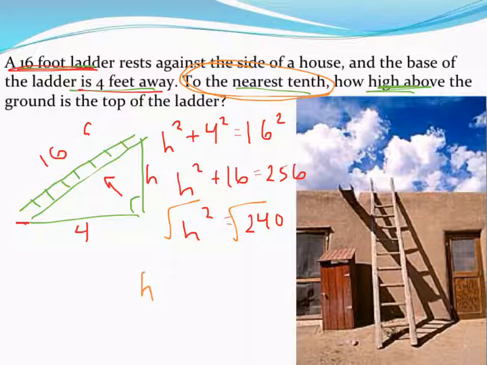So I'll use a calculator to get the square root of 240, and that comes out to be about 15.5 if I round to the nearest tenth, one decimal place. And remember, every good story problem needs a label on that answer, so if I look back, it looks like we were working with feet throughout this problem, so it must reach about 15.5 feet up that wall.